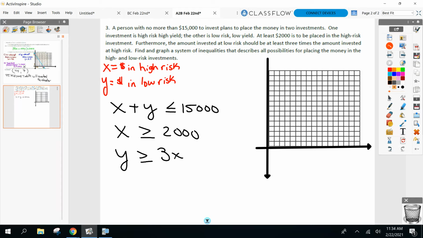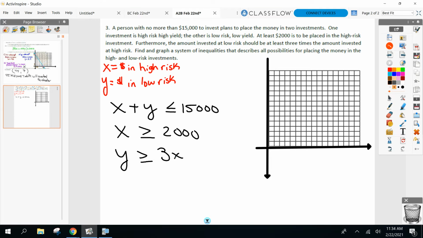You see why I'm doing that, Ella? Yeah. If you did 2,000, I knew you were going to put in 2,000 into the high risk, then yes, I would say 6,000. But I don't know. It's got to be anything bigger than or equal to 2,000. All right, so there are my three equations. Now I got to graph.